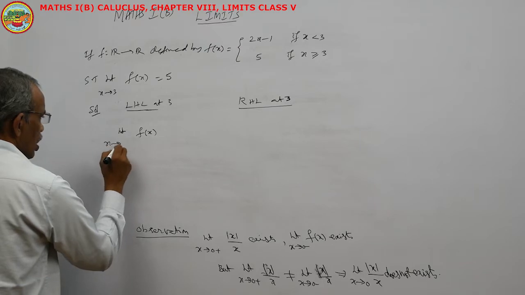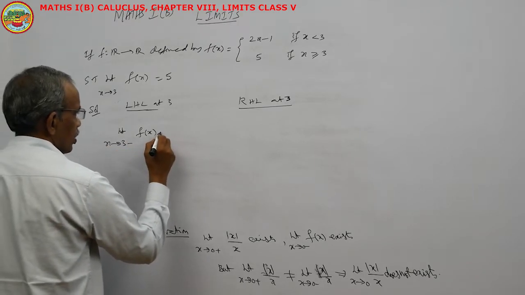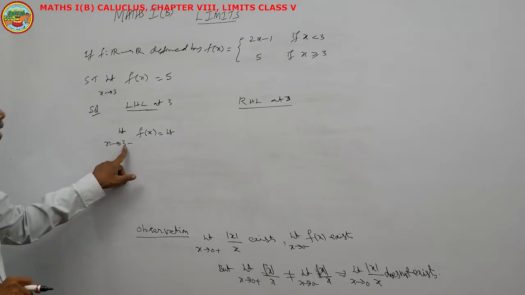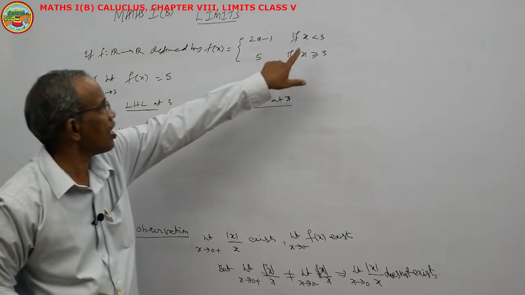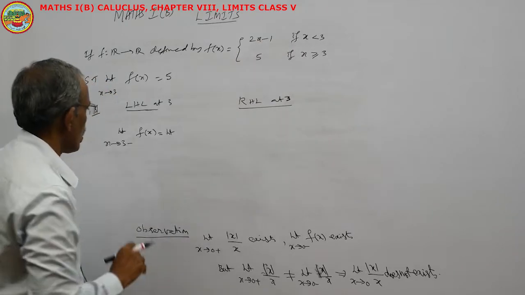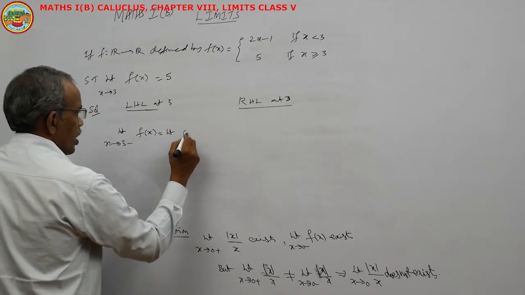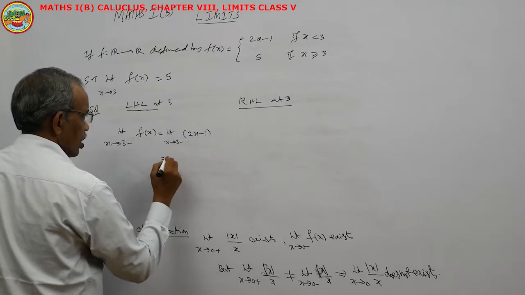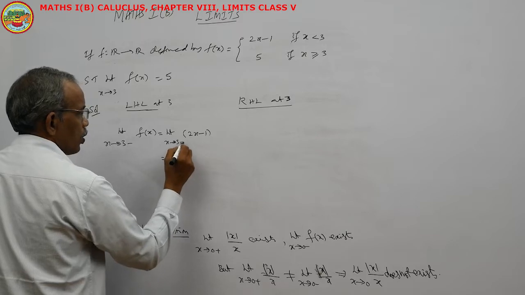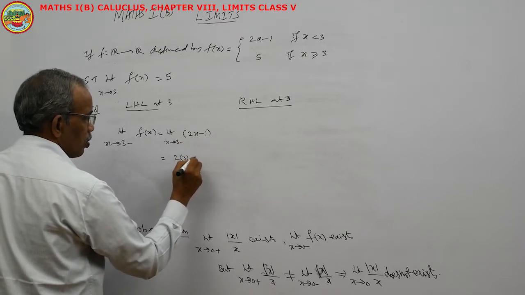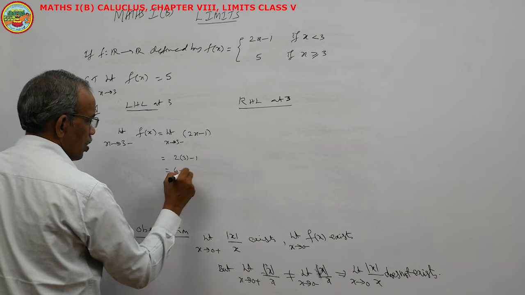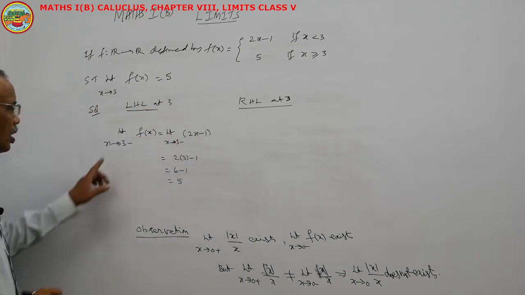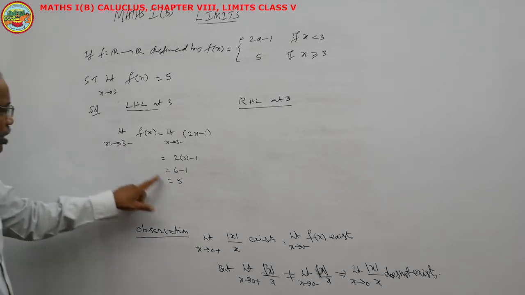Limit of f of x as x tends to 3 minus is equal to limit of, here 3 minus means x less than 3. For x less than 3, the function is defined as 2x minus 1, that is limit of 2x minus 1 as x tends to 3 minus, that is equal to 2 into 3 minus 1, substituting 3, that is equal to 6 minus 1 is equal to 5. This is the left hand limit at 3, that is equal to 5.